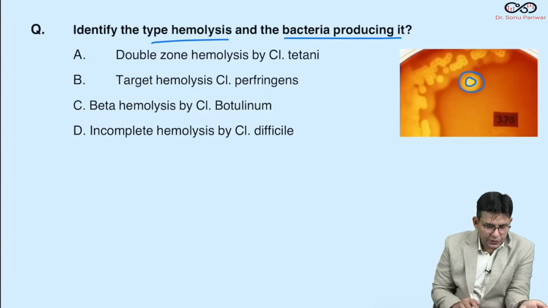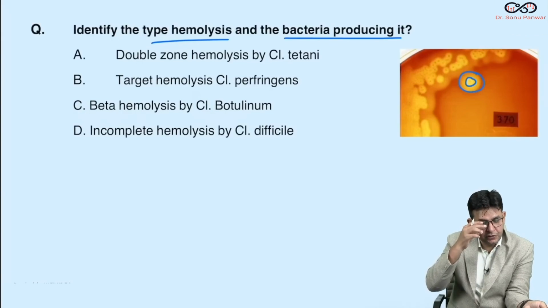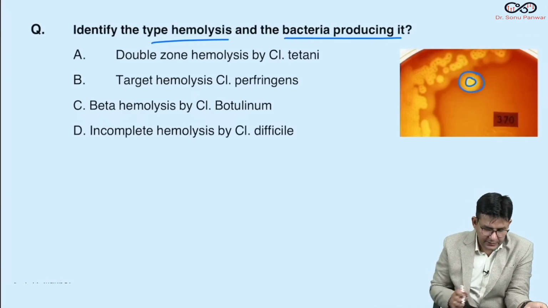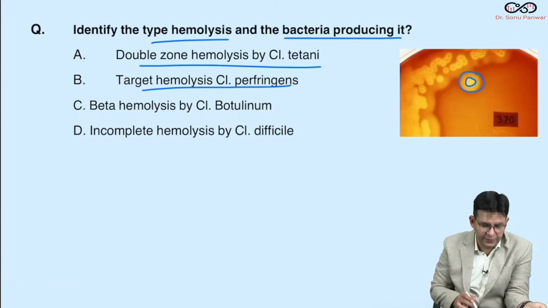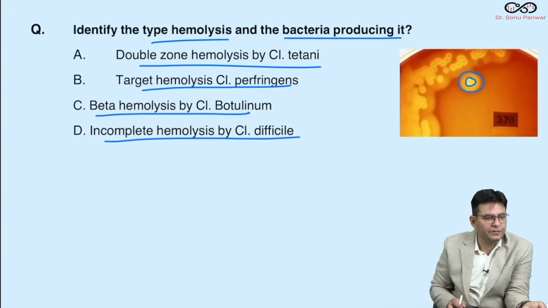Okay. So tell me this particular one. Double zone of what, Preeti? Is it double zone hemolysis by Clostridium tetani? Is it target hemolysis of perfringens? Is it beta hemolysis of botulinum and incomplete hemolysis by Clostridium difficile? Yes, tell me fast. Double zone is fine. Answer is what? A, B, C, D. Yes, what is the answer?